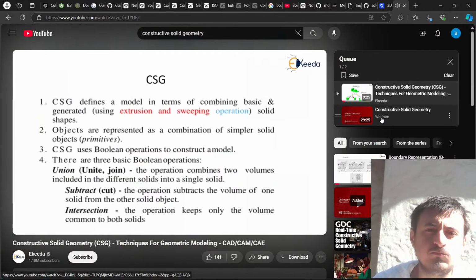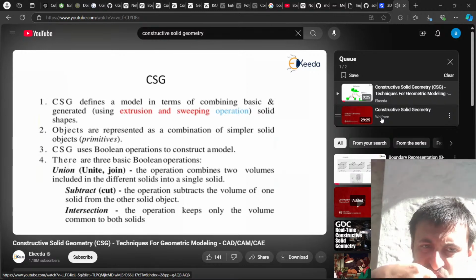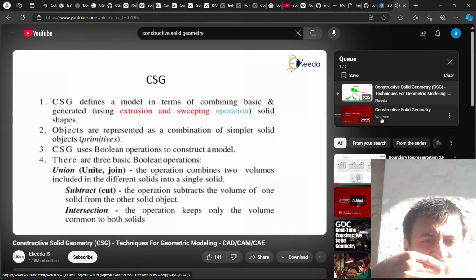CSG defines a model in terms of combining basic solid shapes, generated using extrusion and sweeping operations. Objects are represented as a combination of simple solid objects, that is, primitives. CSG uses Boolean operations to construct the model. There are three basic Boolean operations: union, subtract, and intersection.